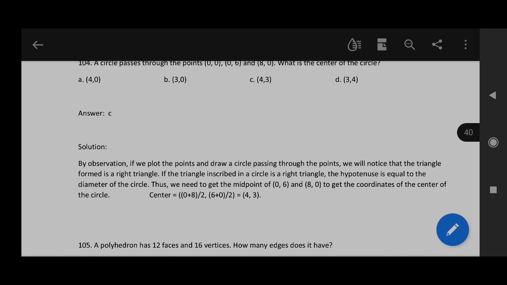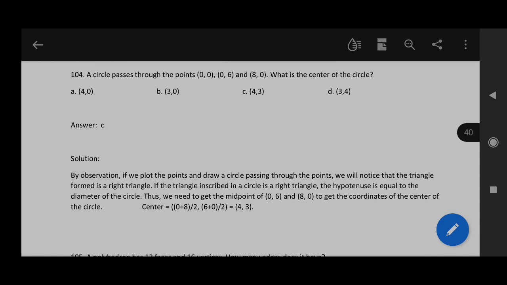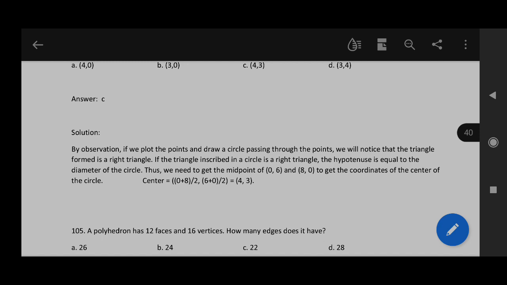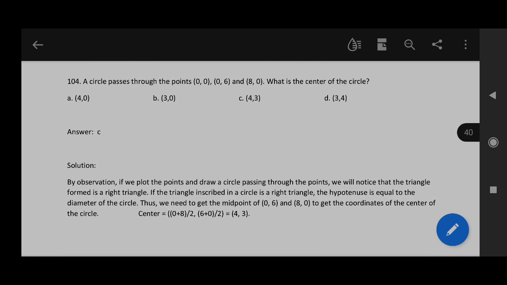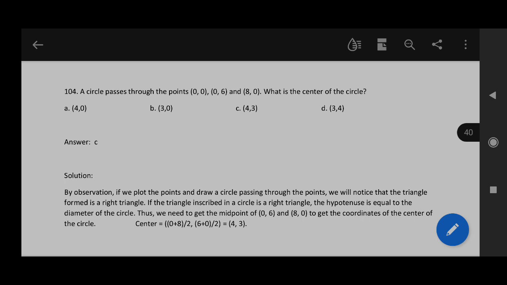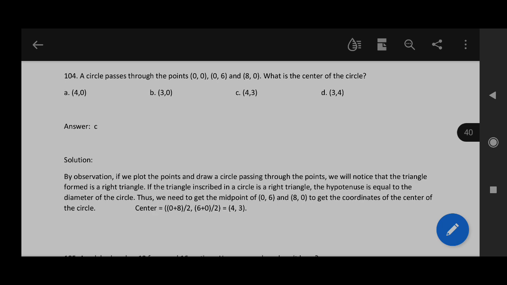Solution, syempre, by observation, if we plot the points and draw a circle passing through the points, we will notice that the triangle formed is a right triangle. If the triangle inscribed in a circle is a right triangle, may formula kasi yan, guys, diba? The hypotenuse is equal to the diameter of the circle. Visualize nyo na lang or pwede nyong i-illustrate pagdating sa board exam sa sketch paper ninyo. Thus, we need to get the midpoint of (0, 6) and (8, 0) to get the coordinates of the center of the circle. So, center is (0 plus 8 over 2, 6 plus 0 over 2). Kaya makakuha ka ng (4, 3) na value ng h at k. Yun yung sagot sa problem 104, letter C, (4, 3). Ito yung solution.